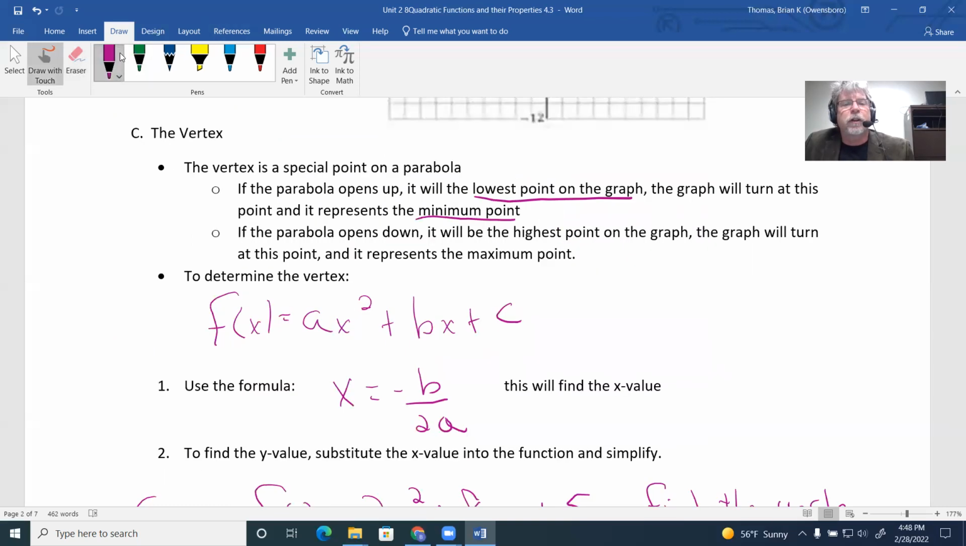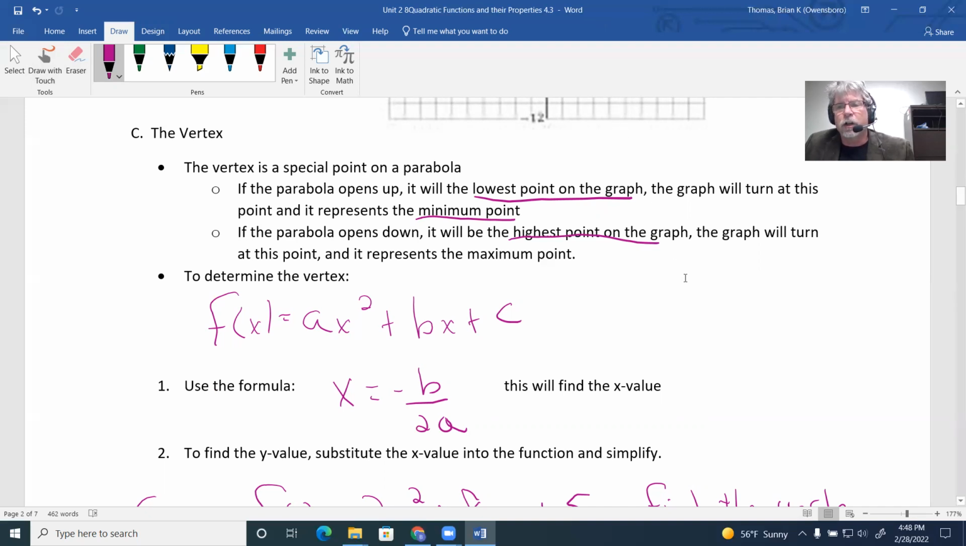So again, we talk about the vertex. It's going to be the special point on the parabola. If the parabola opens up, it's going to be the lowest point on the graph, and the graph will turn at this point, and this will represent what's called a minimum point. If the parabola opens down, it's going to be the highest point on the graph, and the graph will turn at this point, and it's going to represent what's called the maximum point.